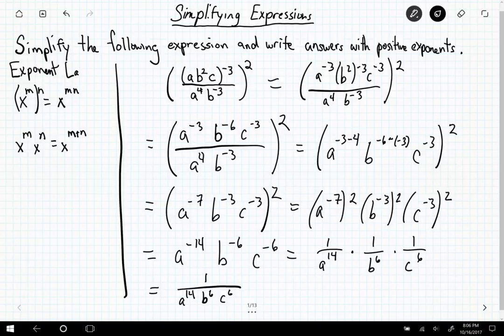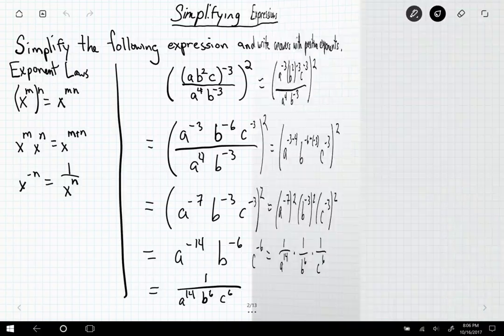The only other one that I can see that we worked with is if you have x to the negative n power, that becomes 1 over x to the nth power. So that's all we're using over and over, and that's how you can simplify those expressions. Now let's move to a different one.